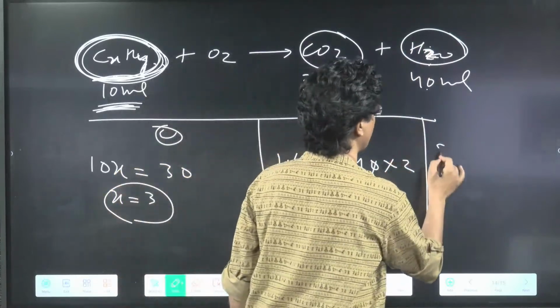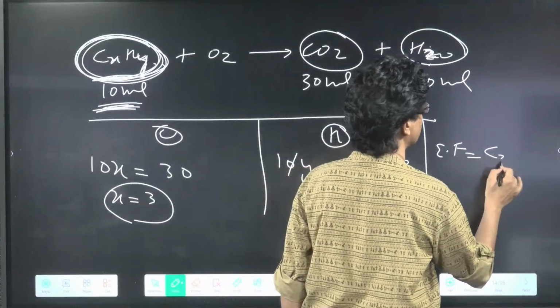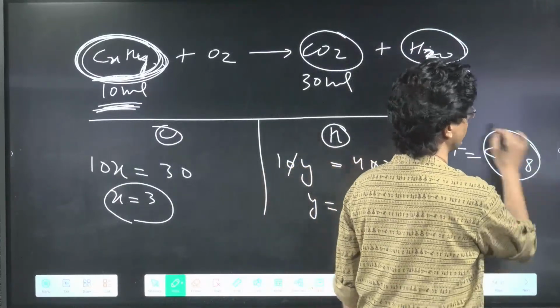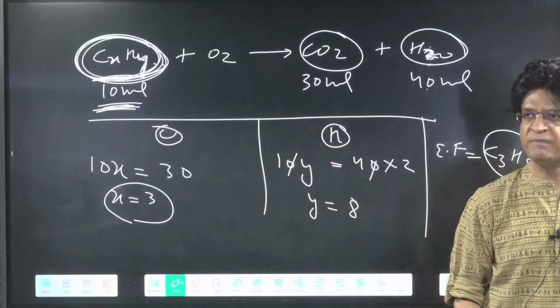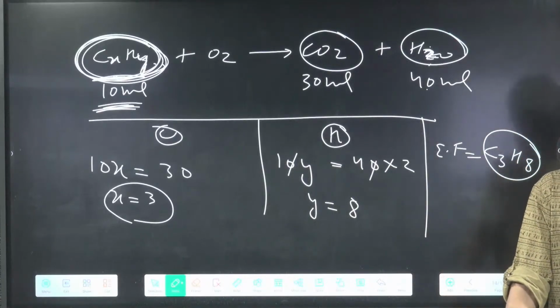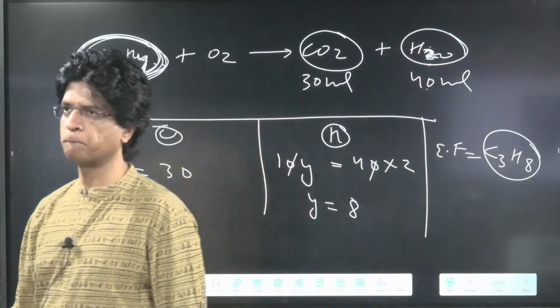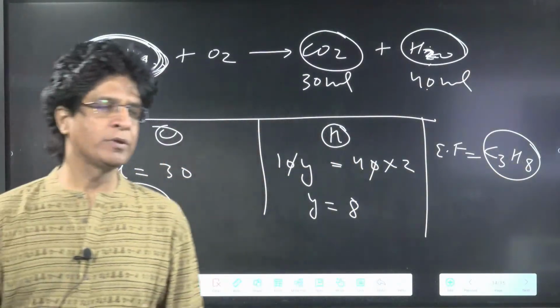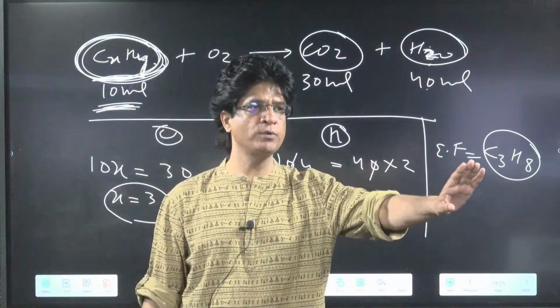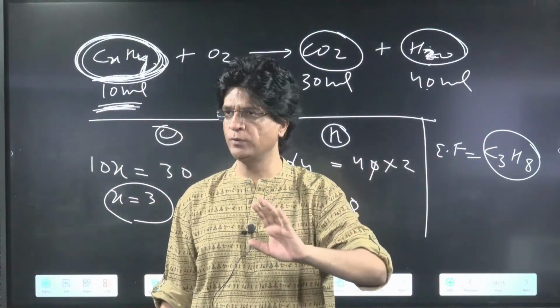So the empirical formula will be C3H8. And it is the simplest formula. We cannot simplify it. So this will be the empirical formula. Yes or no? Yes, good. Very good. So all of you getting that? Is that clear to all of you?